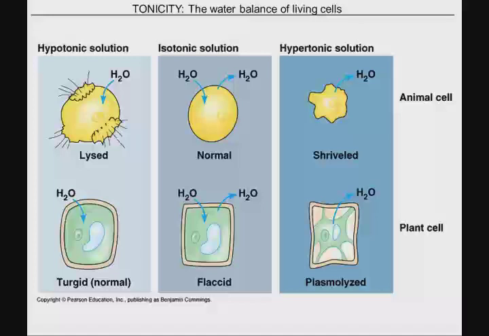Now, this plant cell wall is like a box outside the plasma membrane. And that's going to come into play if we go into a hypotonic solution. So now let's take that animal cell and put it in pure water. Pure water means there's nothing dissolved in it.